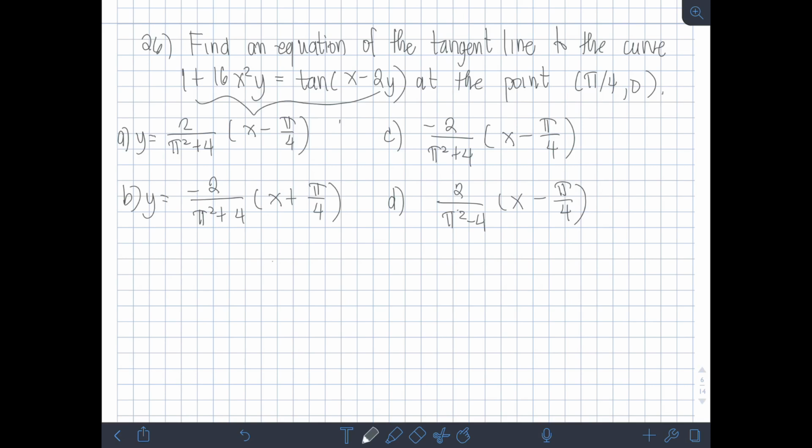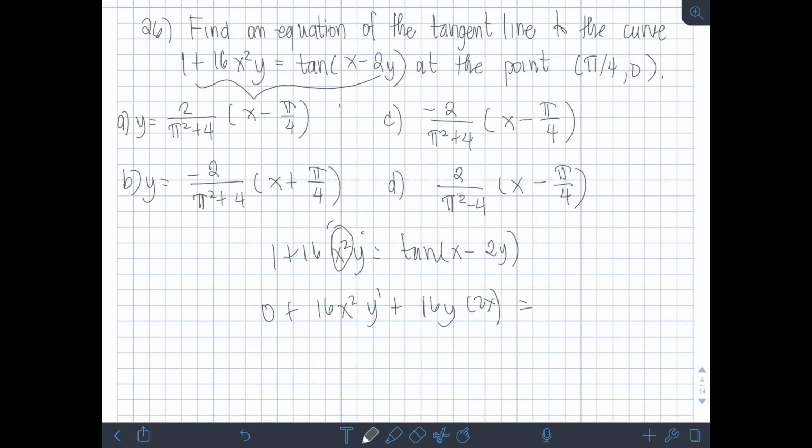So, we have, susulat ko muna, 1 plus 16x squared y is equal to tan x minus 2y. So, implicit differentiation, derivative muna nitong left side. So, 0 plus 16 product rule. So, first function muna natin itong x squared. So, derivative natin itong y implicitly. So, magkakaroon tayo ng y prime. Plus 16 uli. This time, differentiate naman natin tong x squared. So, copy muna natin tong y. So, we have derivative ng x squared is 2x.